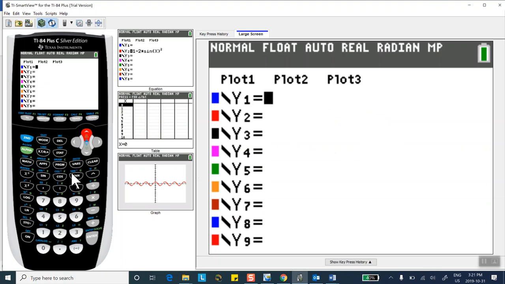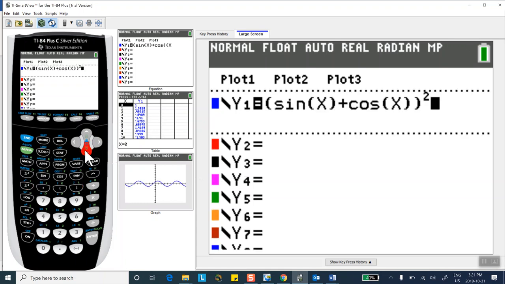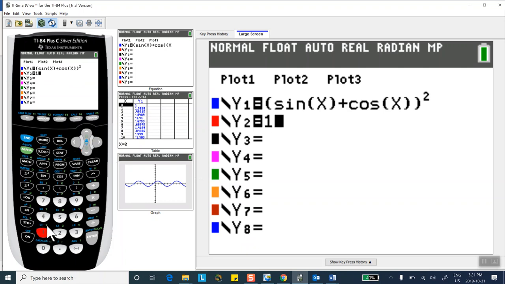You go up here, parentheses, sine of x, close the parentheses, plus cosine of x, close the parentheses, and square it. And for the second function, we just input the function 1, identical 1.